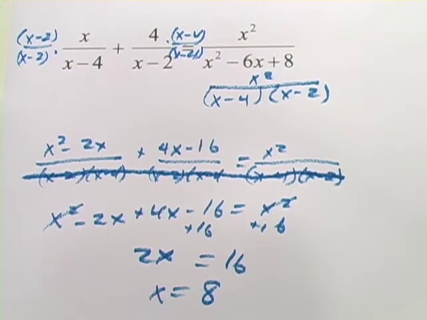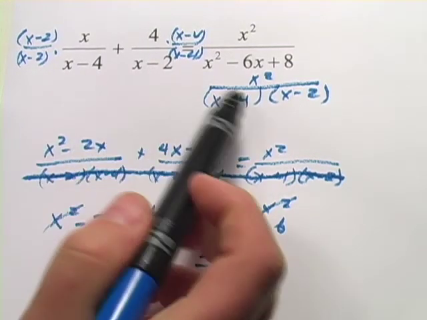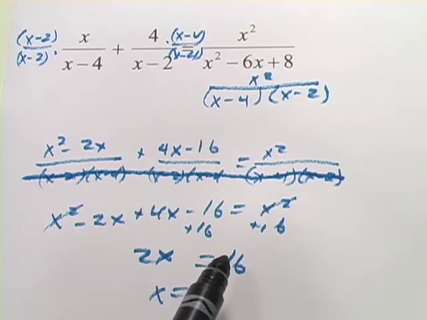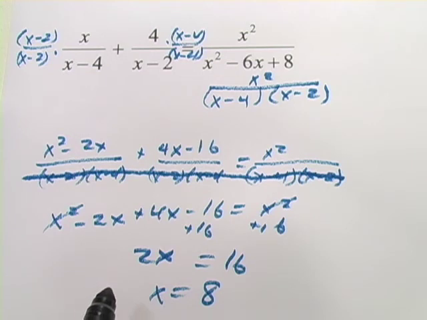Now you might want to plug that back in just to check, although as I look at the denominators here, it doesn't look like that's going to make anything undefined. So this is looking good that x equals 8 is a solution for this rational equation. So that's a little bit of work with solving rational equations.